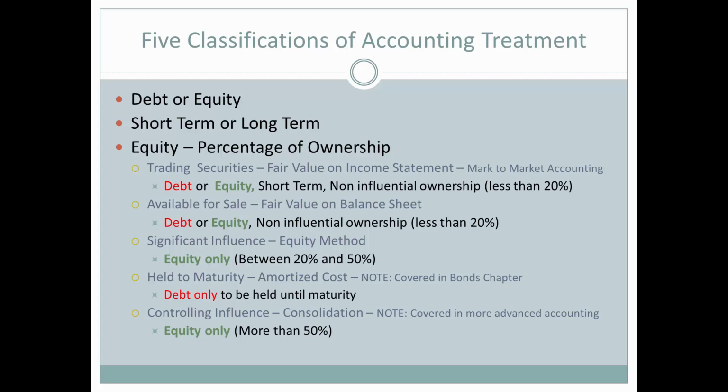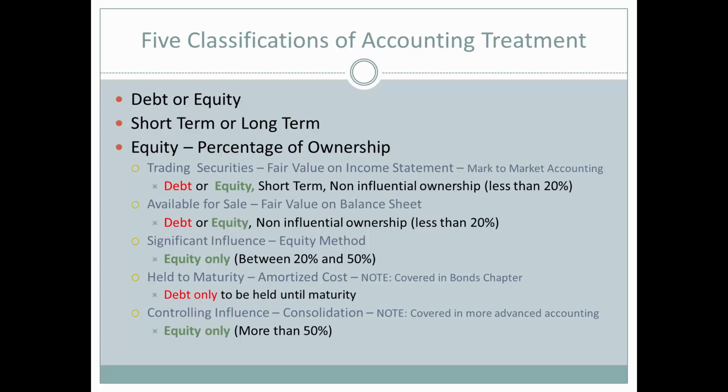Next, we'll talk about when you own as an equity only. So this would only talk about shares of stock. This would be a significant influence. So the company owns between 20% and 50% of another company's shares of stock. There's significant influence that the company has over the other company, and the investment, the journal entries, and recording the transactions related to the investment will require the equity method.